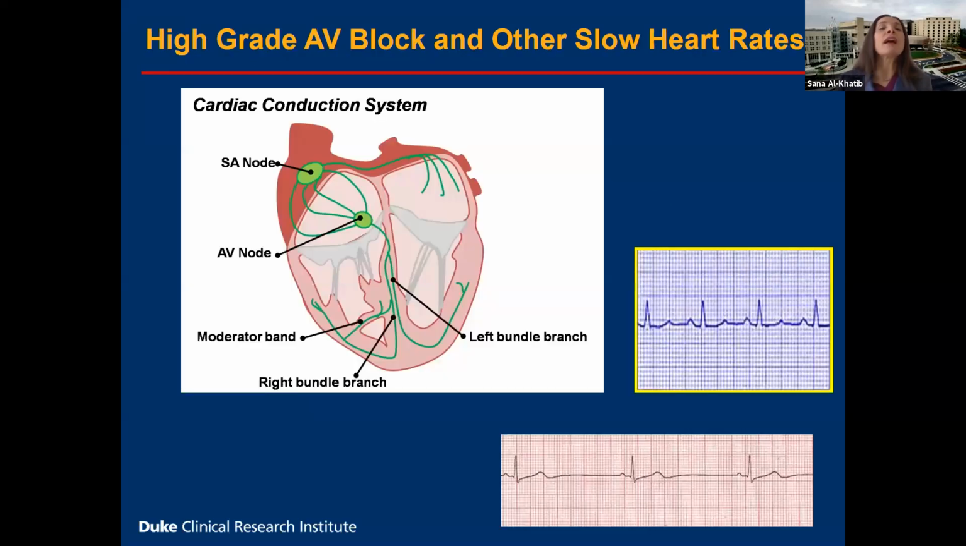So I'd like to very quickly switch gears and talk about slow heart rates. Starting with what we call sinus bradycardia, meaning the slow heartbeat coming from the sinus node. And here you see the SA node, that is the normal pacemaker of the heart.